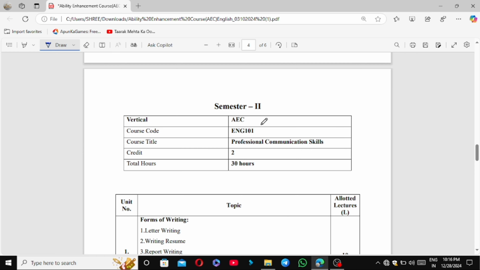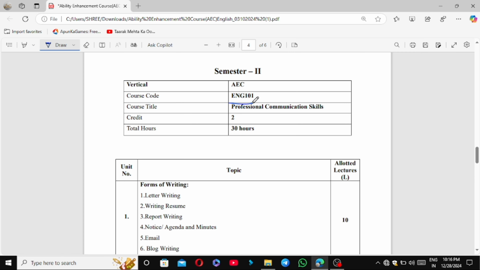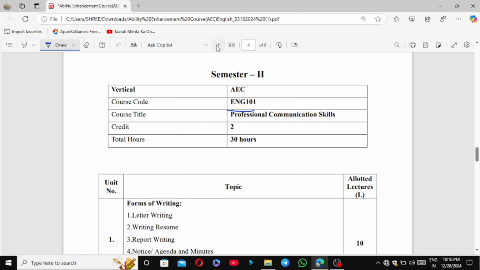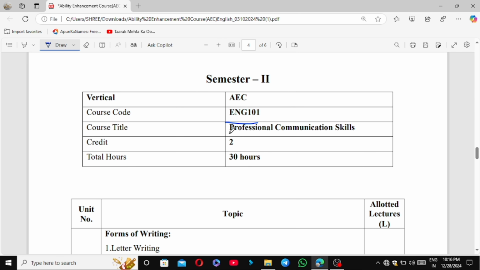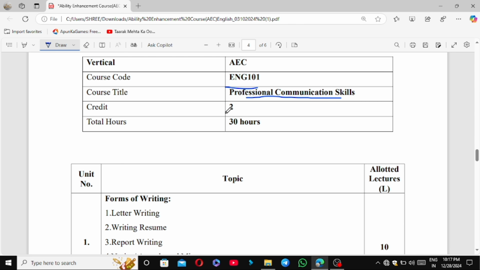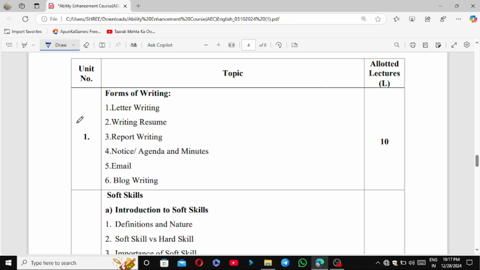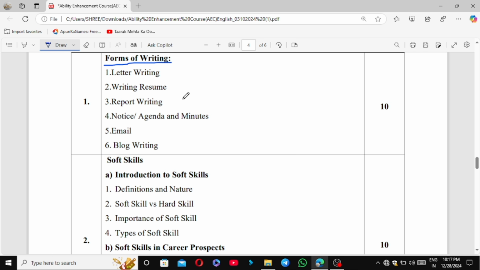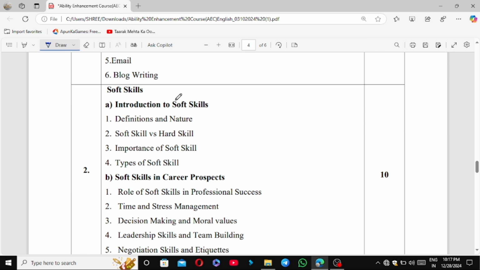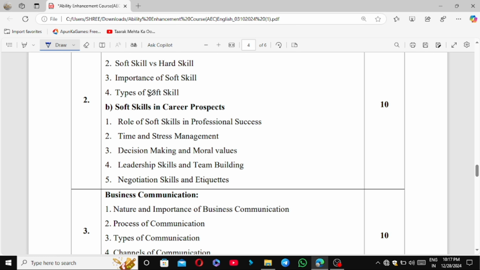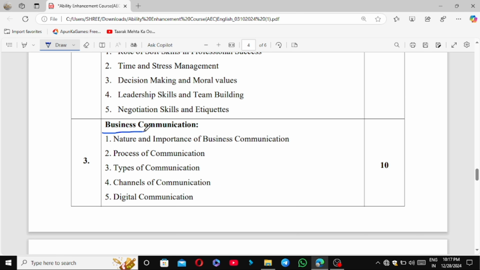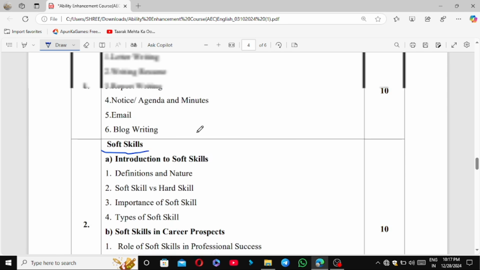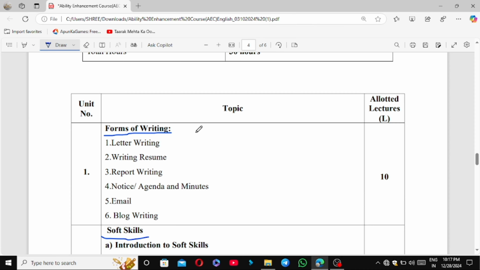So this is your course code ENG 101. The course title, meaning the name of your subject, is Professional Communication Skills. Okay, in short we say English. Credits 2. Then the first topic of this subject is forms of writing. There are various forms of writing. The second topic is soft skills. Then the third topic is business communications. Only 3 topics are given in semester second.